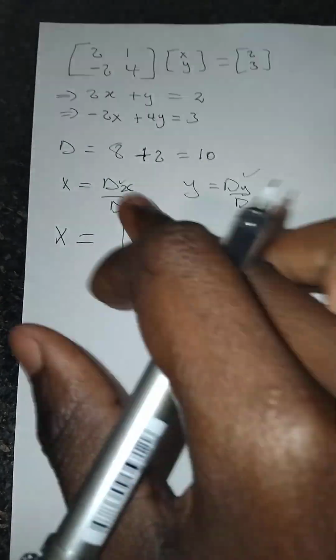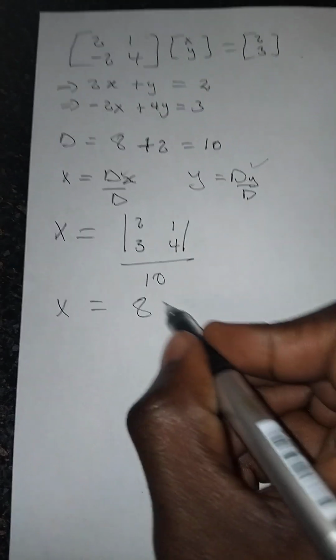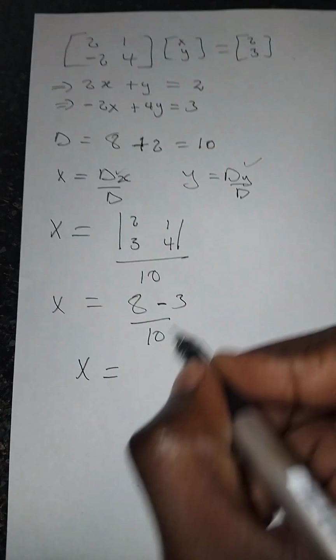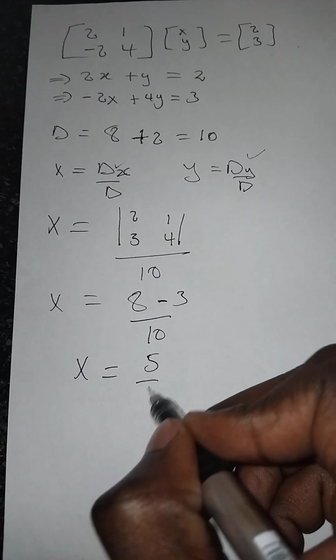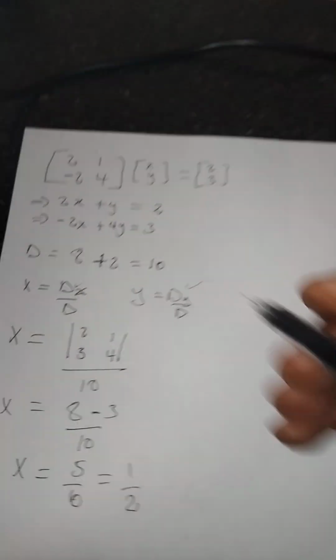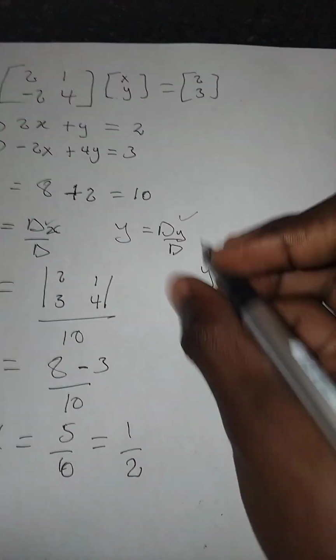So if we simplify this, the determinant there is 2 by 4, which is 8, minus 3, all over 10. So basically x is going to be 8 minus 3 is 5 over 10, then that is 1 over 2. So x is half. Okay, so for y, what is dy?